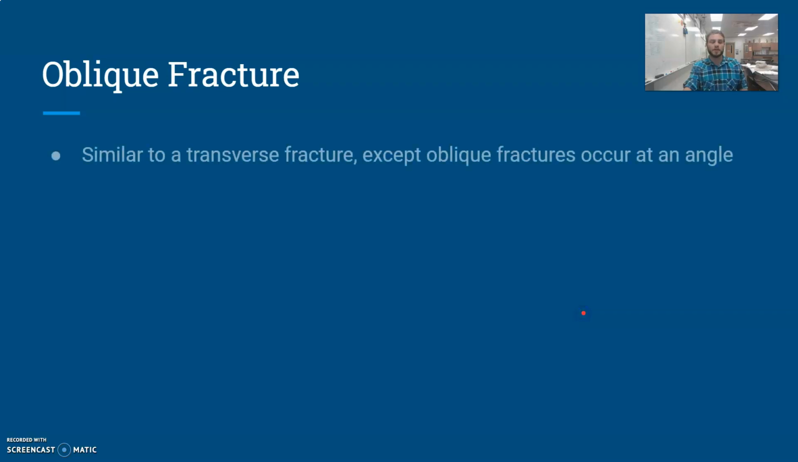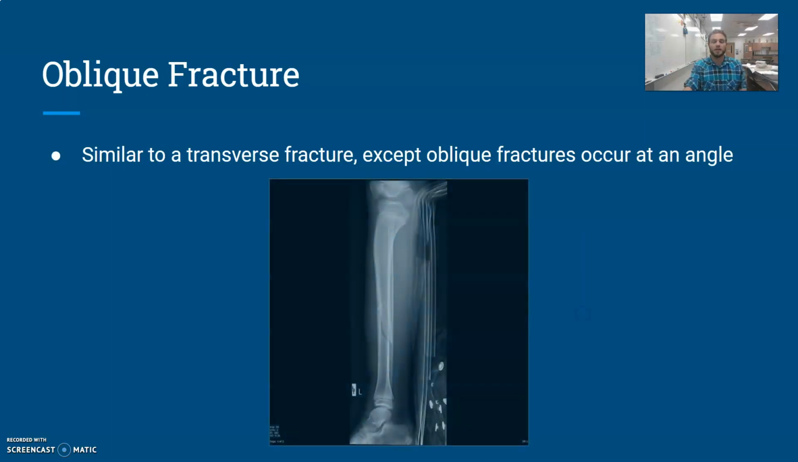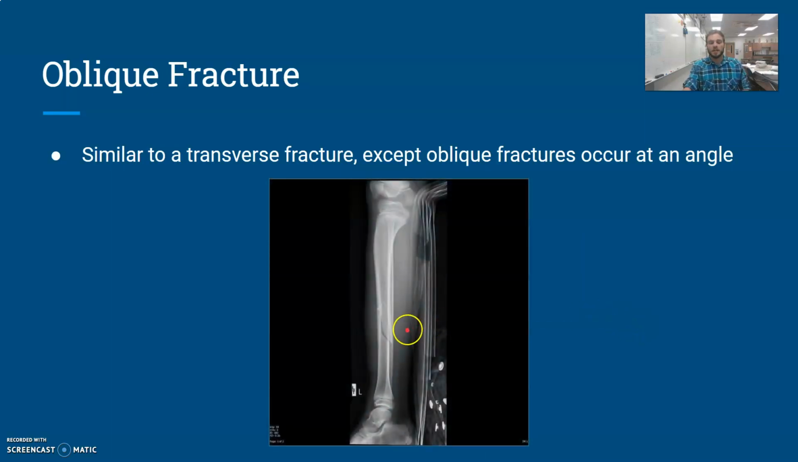Oblique fractures, these are going to be just like transverse fractures, except they're going to be at an angle. They're going to be at an oblique angle. So we see this one here. Again, another tibia fracture. I don't know why I chose a whole bunch of tibia pictures, but that fracture you can see runs diagonally across that tibia. We're looking at this from the side, but that is definitely an oblique fracture through that tibia.